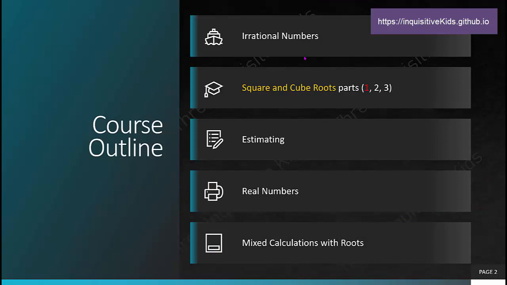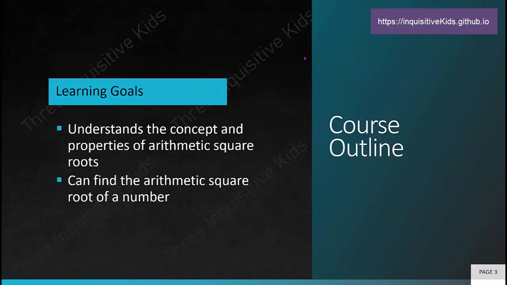This might sound a bit strange to you, but this is something completely new, so don't worry if you don't understand it right away. So this is part 1. Understand the concept and properties of arithmetic square roots. Can find the arithmetic square root of a number.